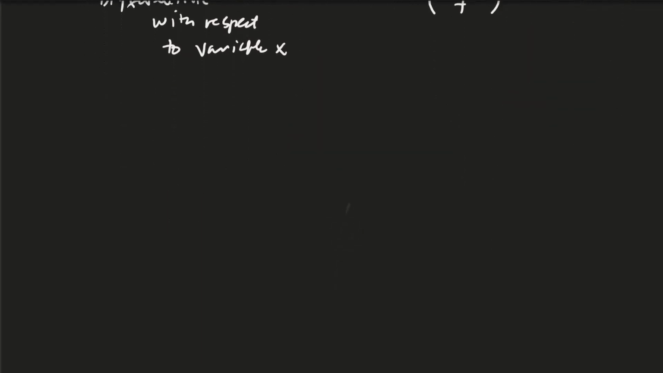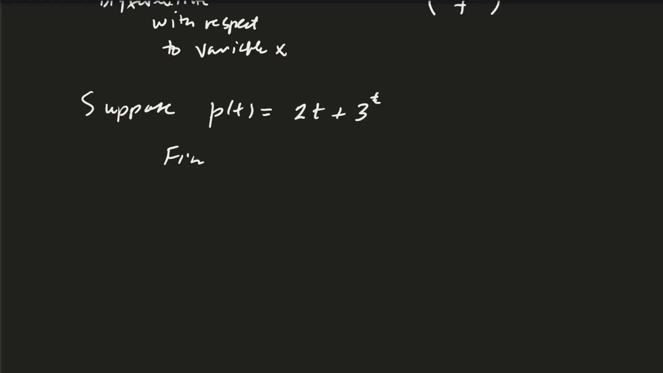Good. So let's do some quote-unquote applications of the derivative. So suppose that p of t is equal to 2t plus 3 to the t, and we want to find the equation of the tangent line at, let's say, t equals 0.